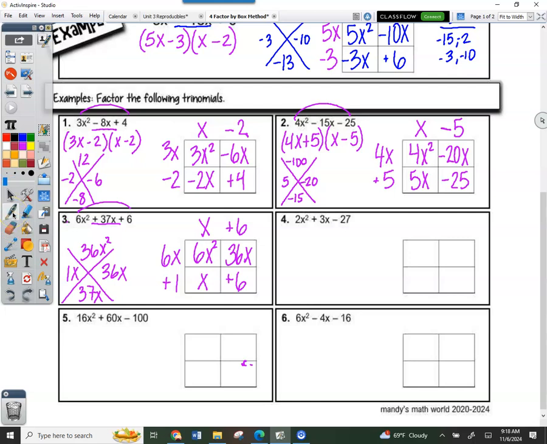Alright, so this would be 6x plus 1 times x plus 6.